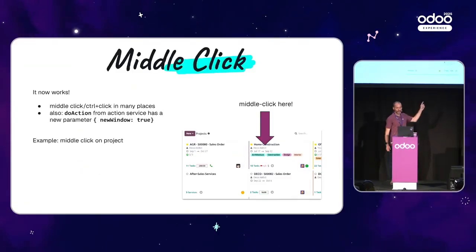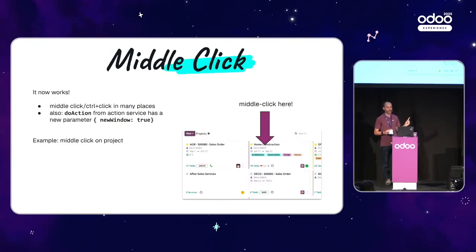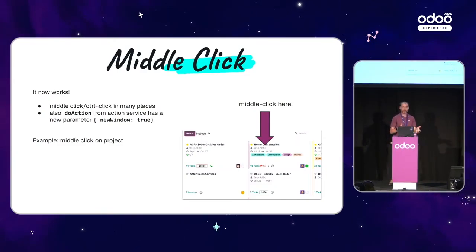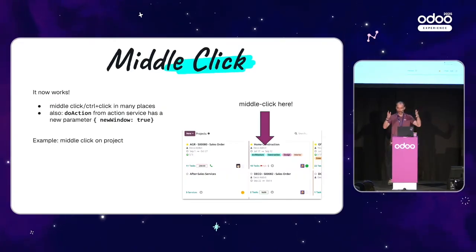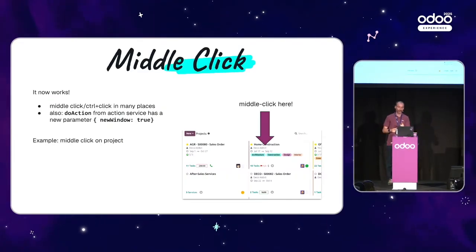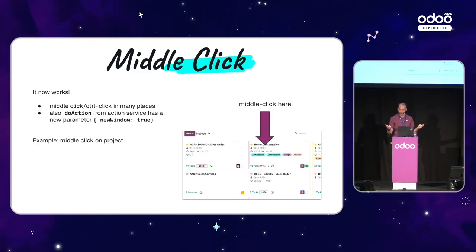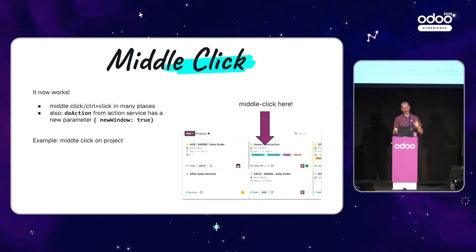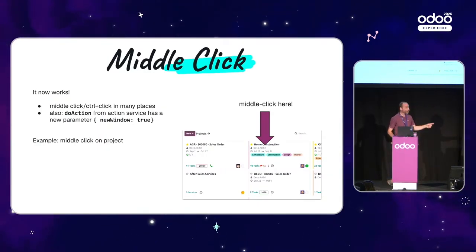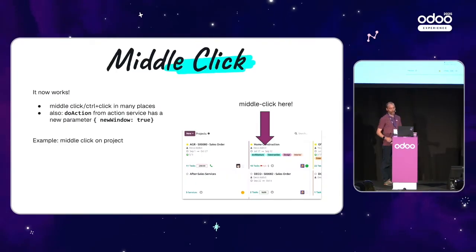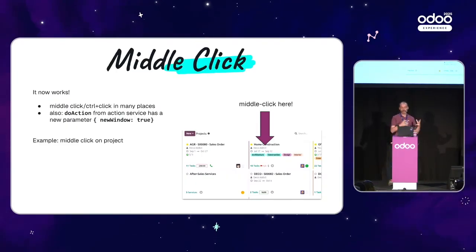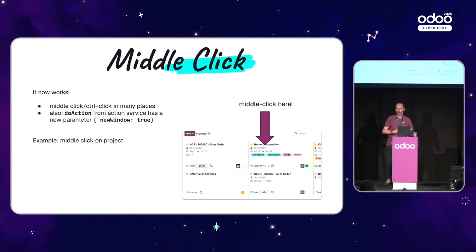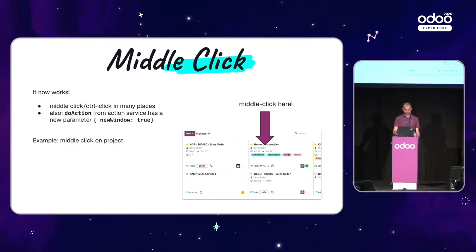Now, if you middle click or if you control click in many places in the user interface, it works. Before, until version 18, you could not open the tasks from the project view in another tab. Now it works. So that's a small change, but that one I like as well. And there is a new parameter, new window, so you can programmatically decide that you want to open this action in another browser tab.